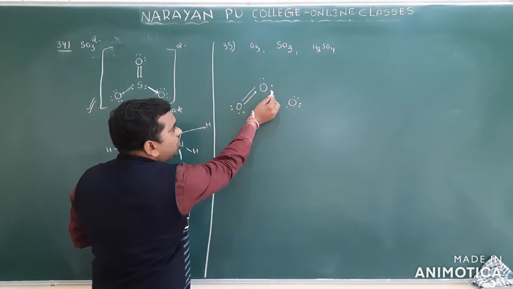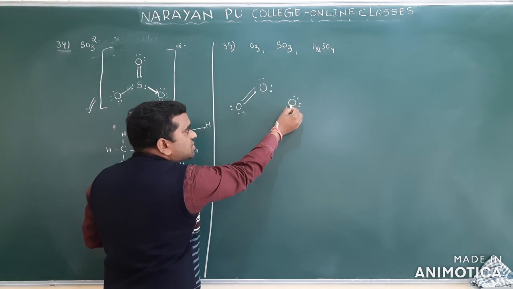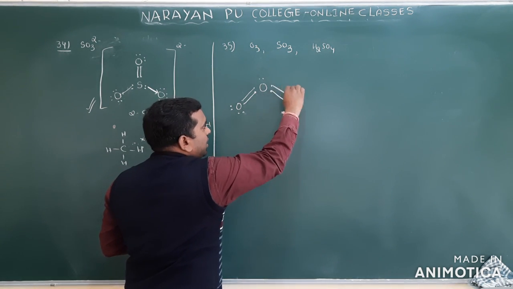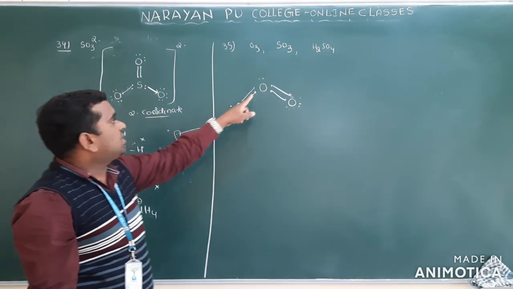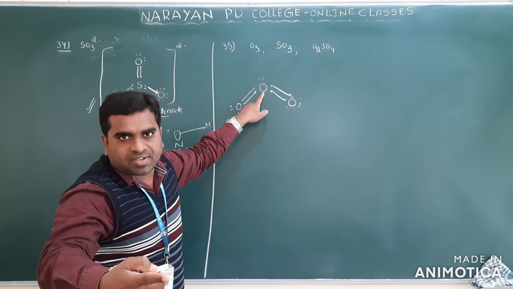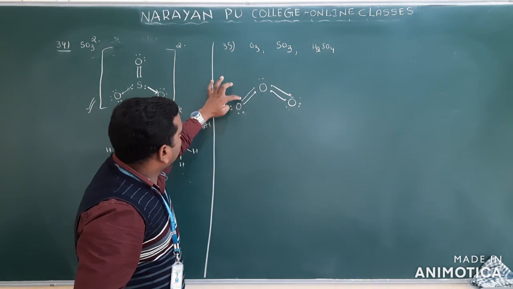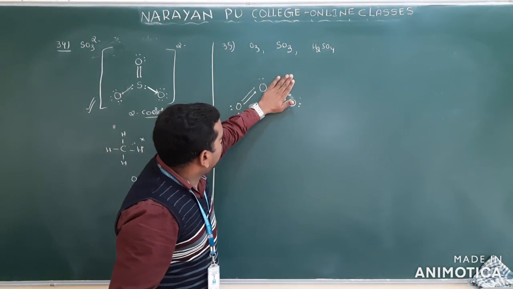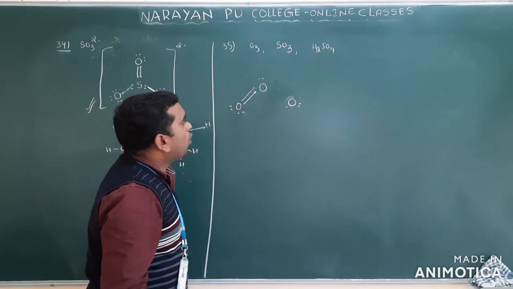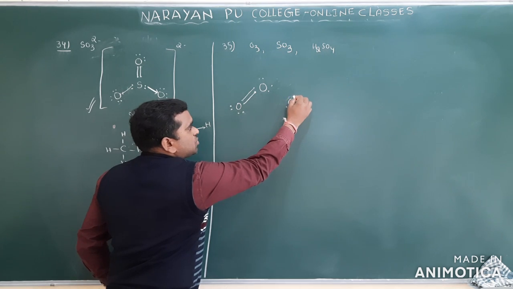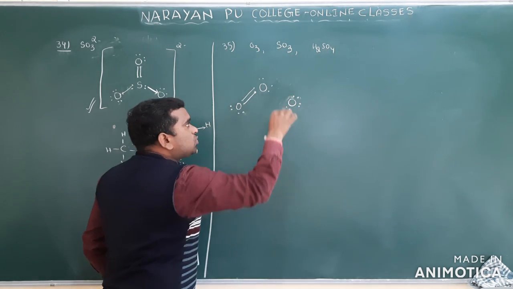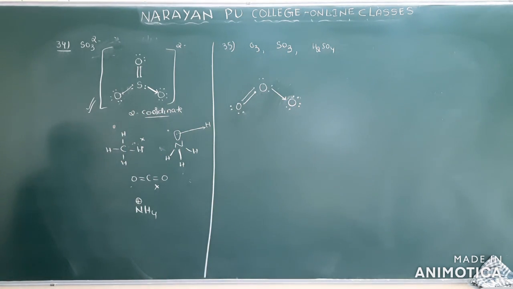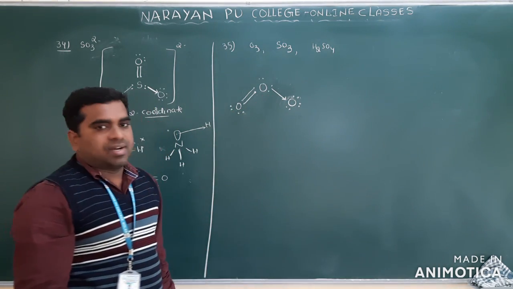Now, will it form any covalent bond with this other oxygen? No, it cannot. Suppose it forms another 2 bonds, the oxygen exceeds its octet. See here: 1, 2, 3, 4, 5 pairs, which means 10 electrons. So it won't form any covalent bond with this oxygen. But this oxygen has 6 electrons and needs 2 electrons, so it donates this pair of electrons. That we call a dative bond. So this is one dative bond.